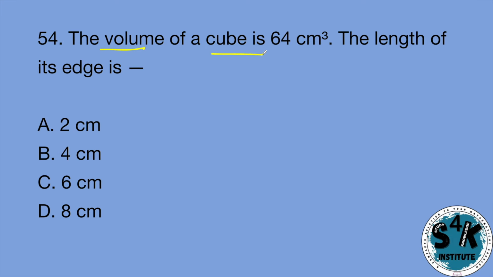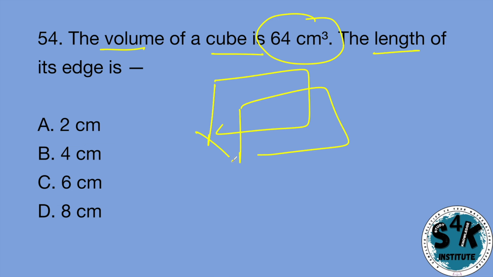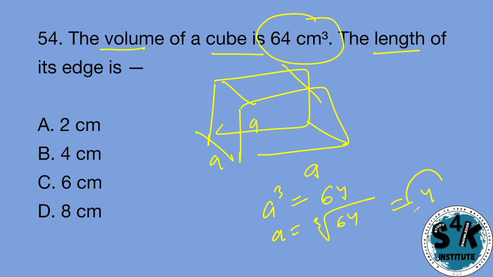The volume of a cube is 64 centimeter cube. Find the length of the edge of the cube. We know this is a cube, so all the lengths of the cube are the same. The volume is 64. Now the cube root of 64 will be 4. Okay. So answer is B.